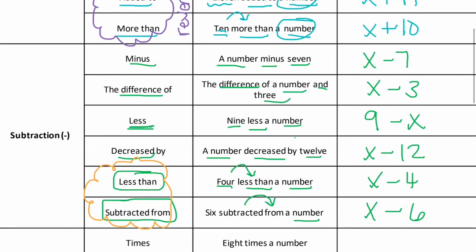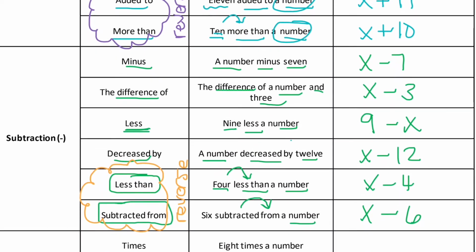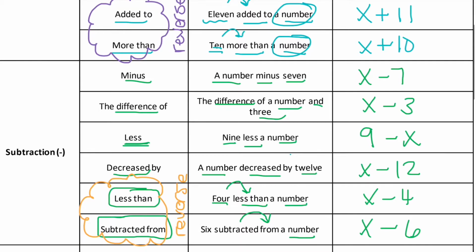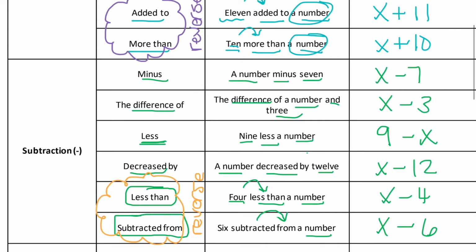Addition and subtraction are pretty much the only ones that you have to worry about reversing. Just those two, okay? So we've got some tricky ones there: added to, more than, less than, and subtracted from. All the rest go in order.